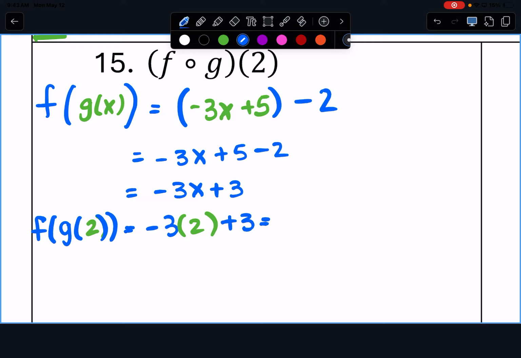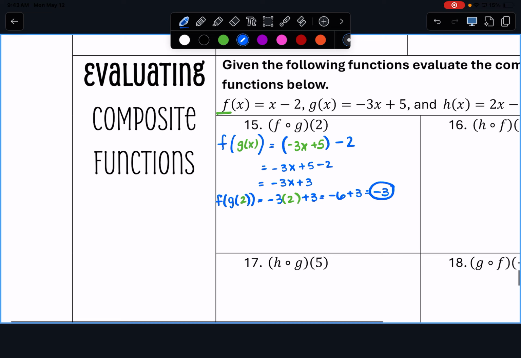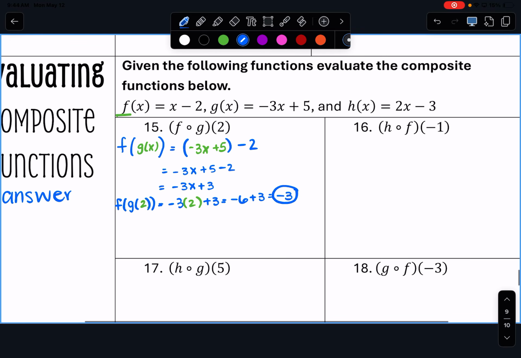What is negative 3 times 2? Negative 6. What is negative 6 plus 3? So that is our answer. When you evaluate, you will have a number answer. So that is the first method you can use to do these.